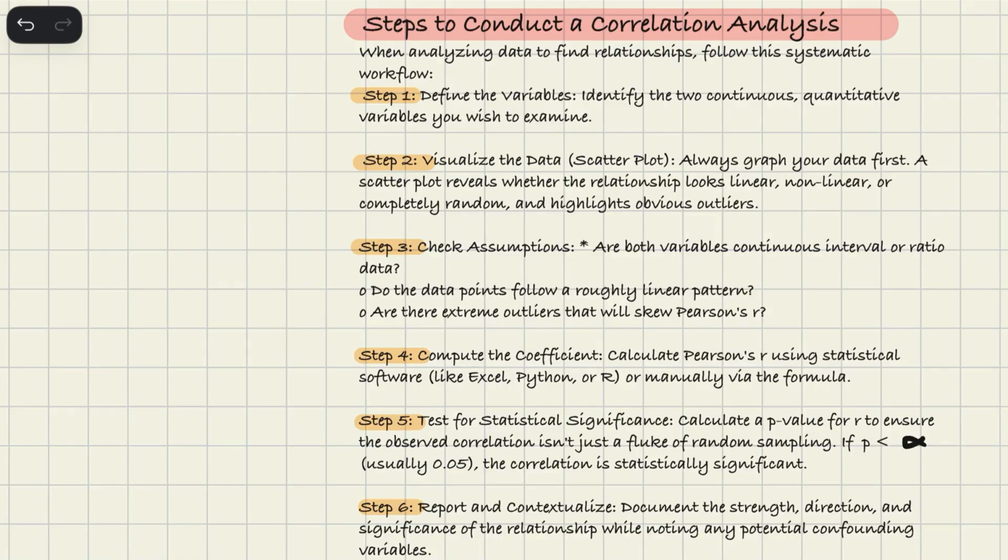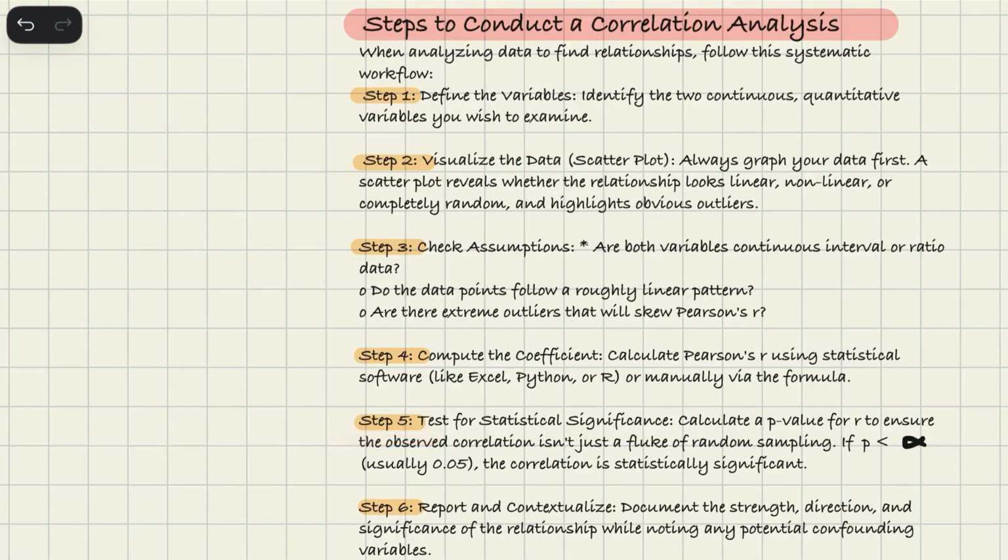few crazy outliers, right? And then comes step 3, that is check your assumptions. Ask yourself, are these continuous interval or ratio data? Does it look linear, or are there any extreme outliers, right? And then we move to step 4, where we compute the coefficient. This is where we run the math manually, or we use software like Excel, Python, or language R to find the exact value of Pearson's R, right?